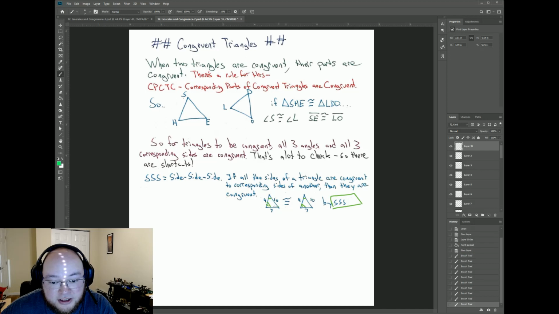My tick marks are terrible. And we know that these angles are congruent. So we just know that automatically, which is the nice thing. We don't have to check them, we know it.